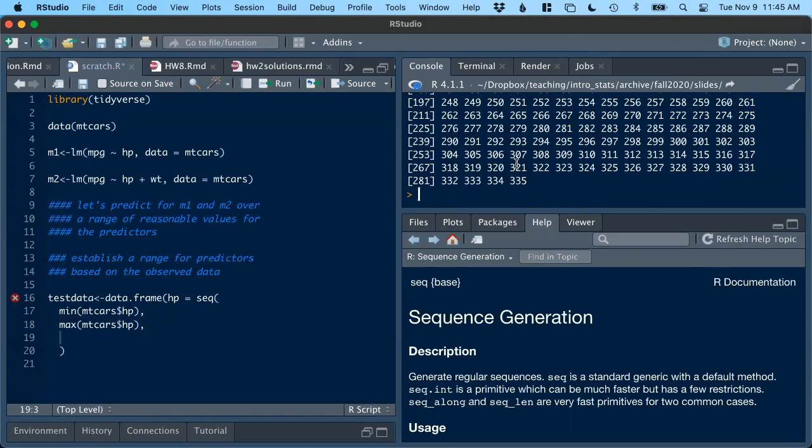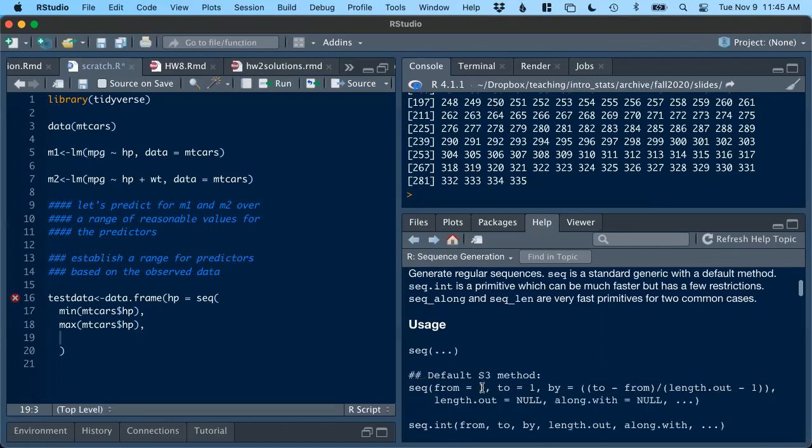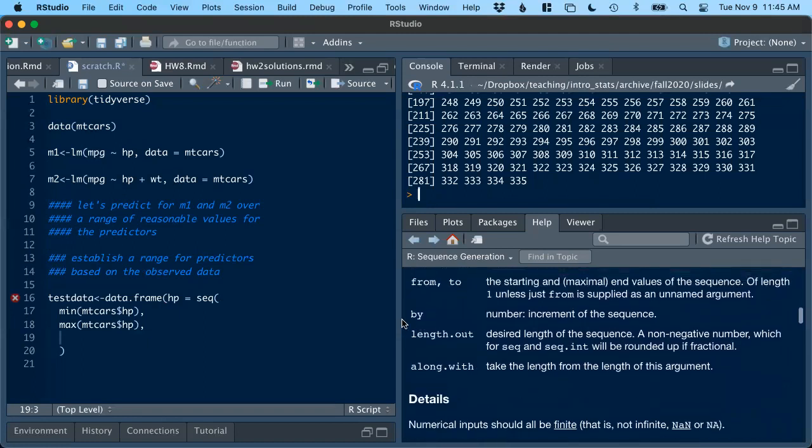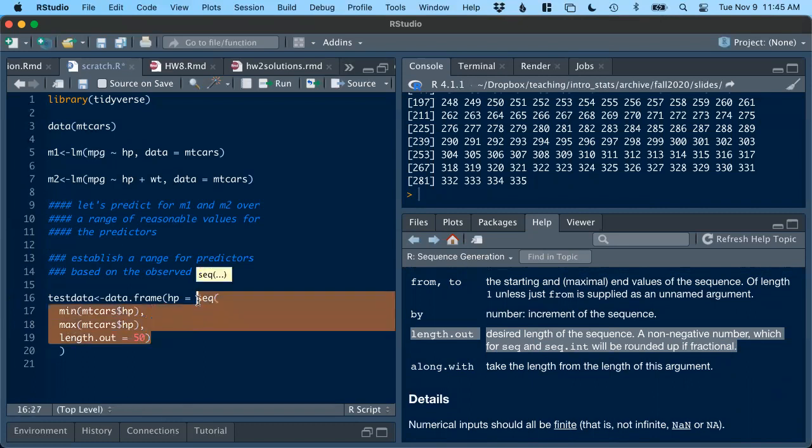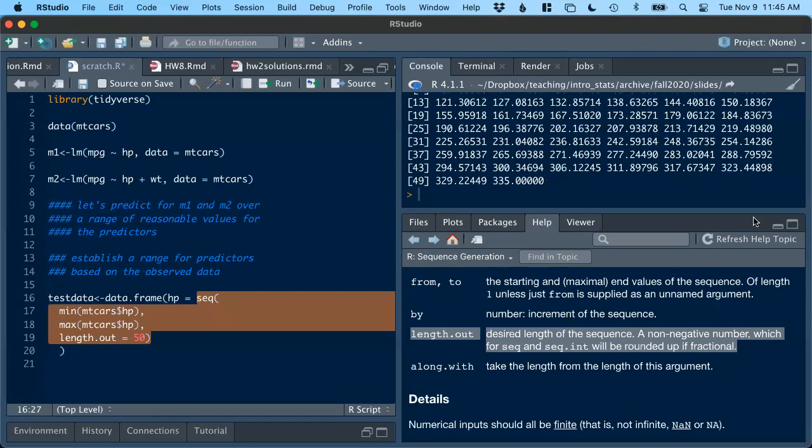And that's useful, but maybe I want a different interval, or maybe I want a predefined length of my vector. In this case, I want a predefined length. You'll see there's an argument we can use in sequence called length.out. I'll explain why we want this in a moment. I want to make a length.out of 50. That's going to create a vector that's 50 long that goes between the minimum and the maximum with equal steps, and it'll decide what that step needs to be, right? In this case, that step is going to be like 5.8.